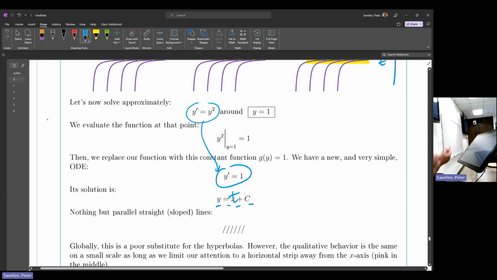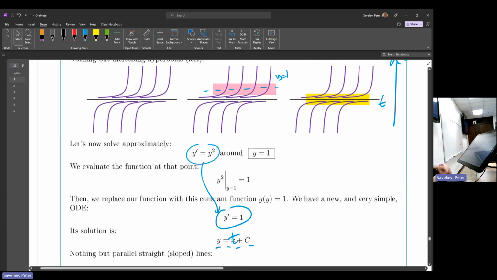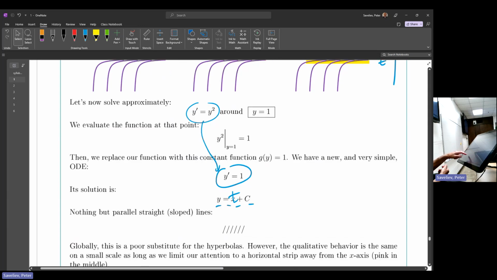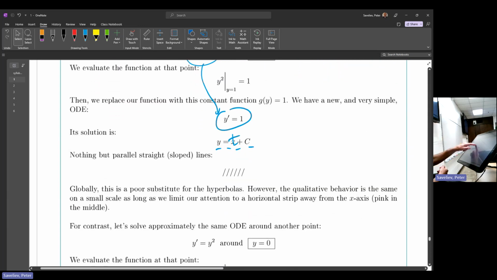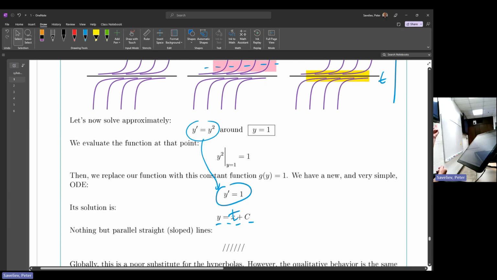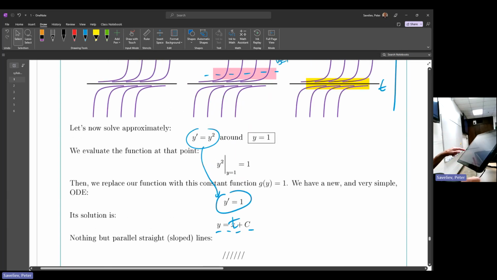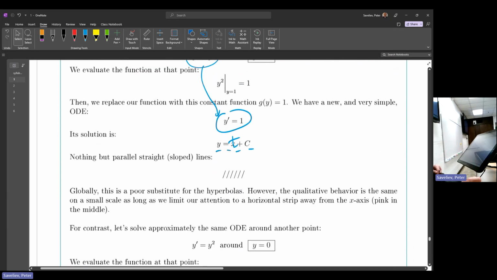And so all these solutions look like this. They increase. So whatever is happening in pink there, we have captured with this very simple approximation. Even though these are definitely straight lines, not hyperbolas, nonetheless the qualitative behavior is the same. But if we try to pull the same trick at the yellow point, where y is equal to 0, it does not work out as easily.